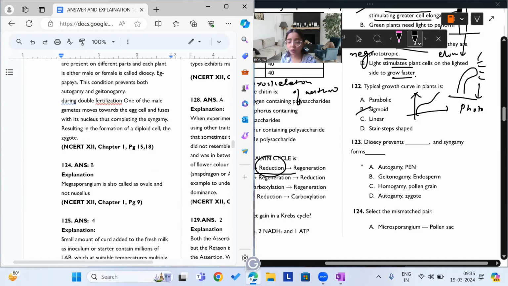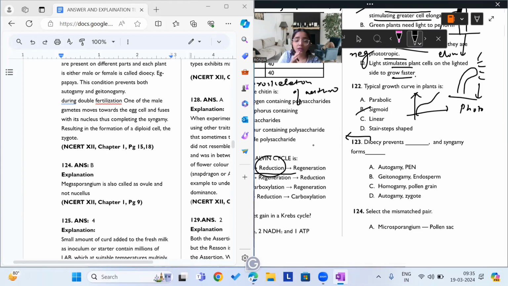Okay, moving on to question 123. Dioecious prevents. Dioecious means the dioecious condition. Does the dioecious condition mean that male sexual organs are present on one plant and female sexual organs are present on another plant? To simplify it, dioecious plants are the plants which have either male flowers or female flowers. So whenever a plant is dioecious, it will either have male flowers or female flowers.